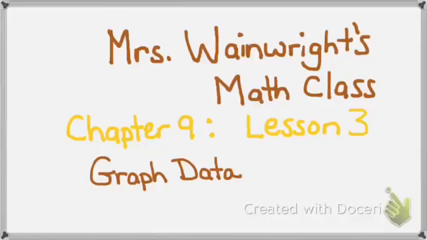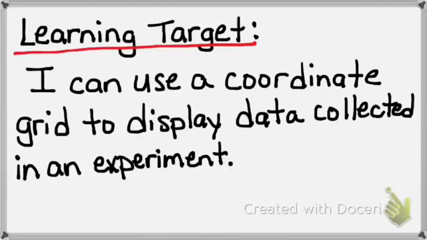Again, we'll be using that information for this lesson, which is Chapter 9, Lesson 3, Graph Data. The learning target: by the end of today's lesson, you should confidently be able to say, I can use a coordinate grid to display data collected in an experiment.